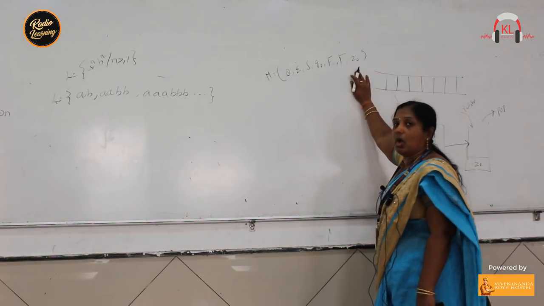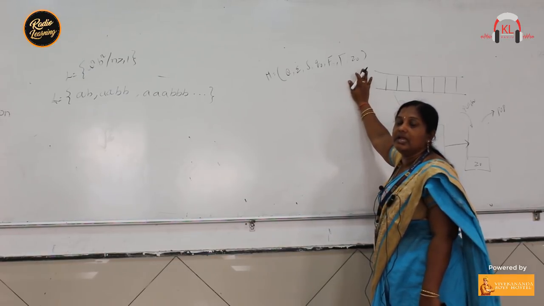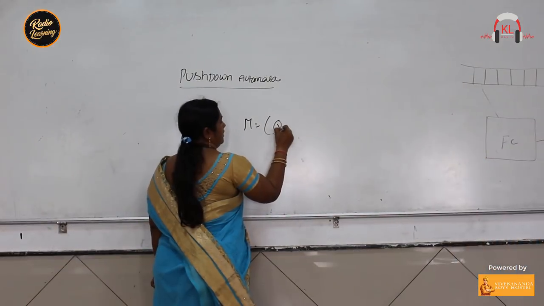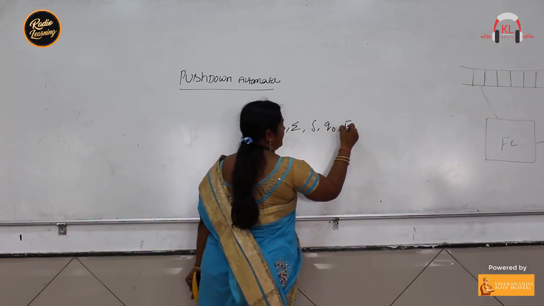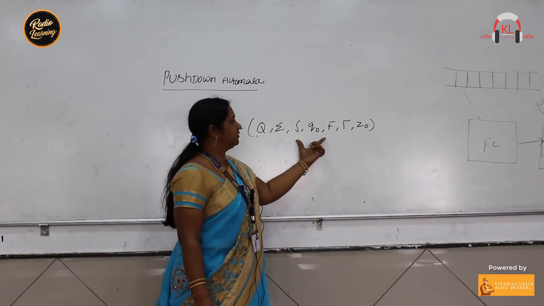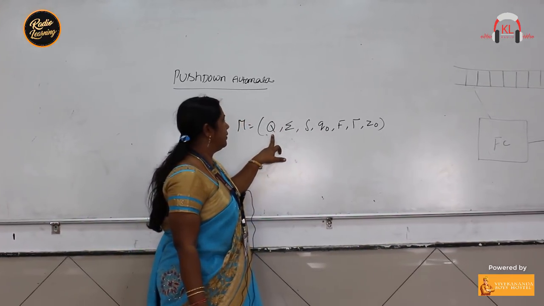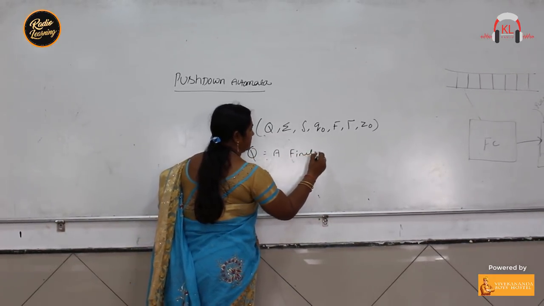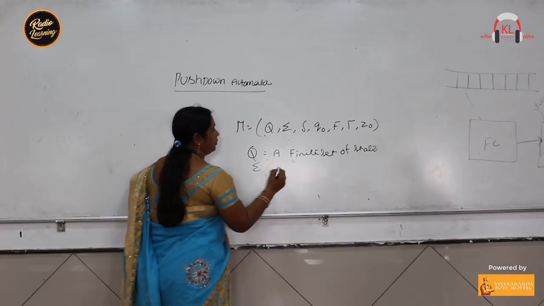What is tau? Tau indicates the stack symbol, and Z naught is the top of the stack, or we can say that initially Z naught is the bottom of the stack. That means Z naught will always be the bottom. So M is equal to Q, sigma, delta, Q naught, F, tau and Z naught. As we know, these 5 tuples we covered in deterministic and non-deterministic finite automata: Q is a finite set of states, and sigma is the input alphabet.